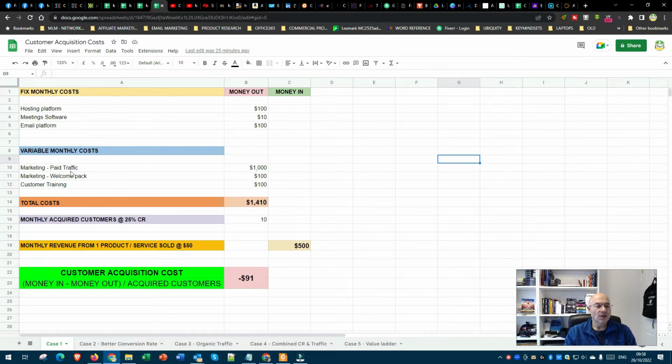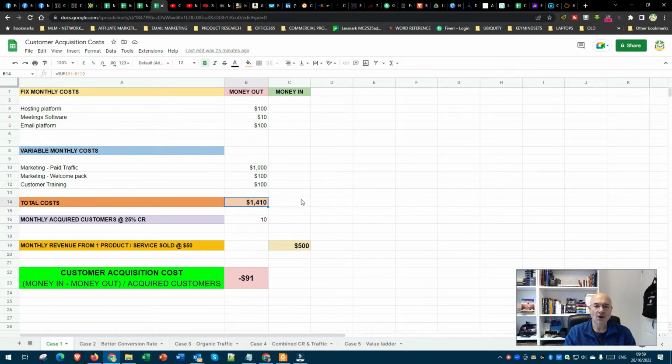So variable costs, as you saw, are if you are sending traffic to your landing page and it's paid traffic, that's what we are going to be spending. And when you add all of them, that is what we are achieving in terms of total monthly costs. And then obviously we are selling, we have some acquired customers, and we have a 25% conversion rate, and we are selling a product that is $50. So money in, what is coming into your business, is $500 monthly.